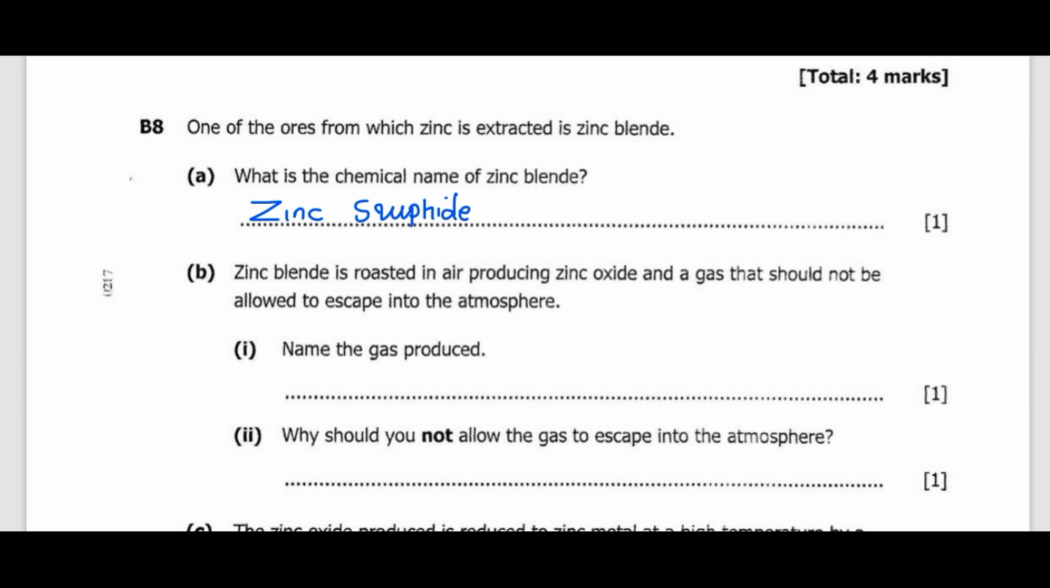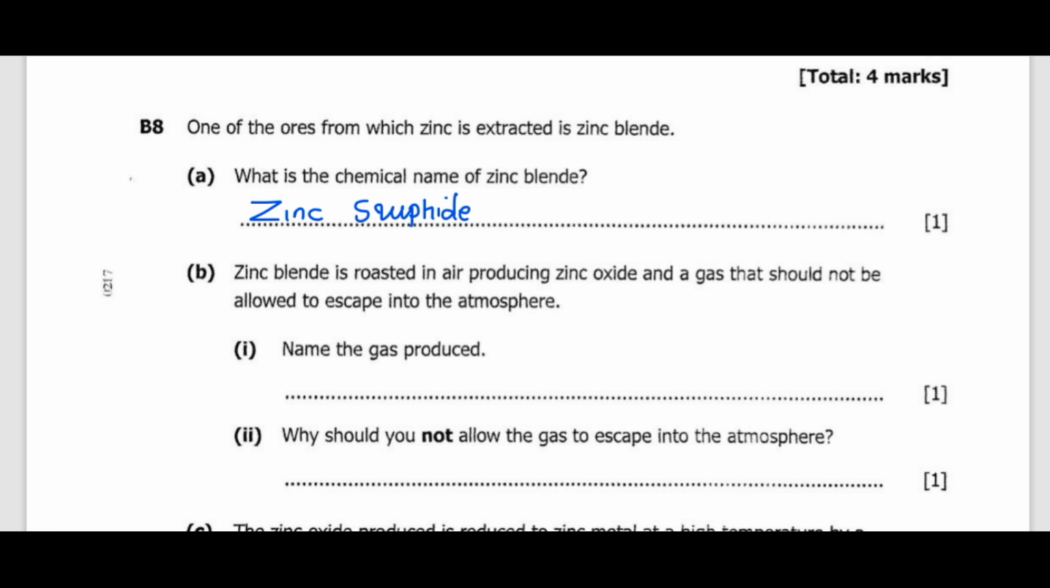Name the gas. So during the extraction of zinc, there are 2 gases that are produced. The first one is sulfur dioxide, and the second one is carbon monoxide. Both of these gases are very harmful if they were allowed to go into the atmosphere. Now here, which gas are we looking at?